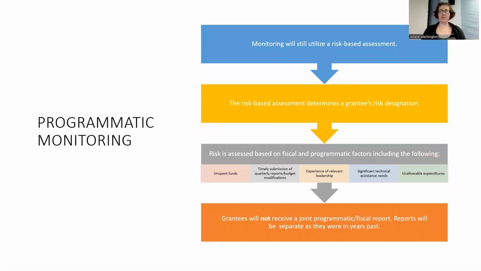Programmatic monitoring utilizes a risk-based assessment to determine a grantee's risk designation. Risk is based on fiscal and programmatic factors, including unspent funds, timely submission of quarterly reports and budget modifications, experience of relevant leadership, significant technical assistance needs, and unallowable expenditures. Grantees will not receive a joint programmatic and fiscal report. Reports will be separate as they have been in years past.